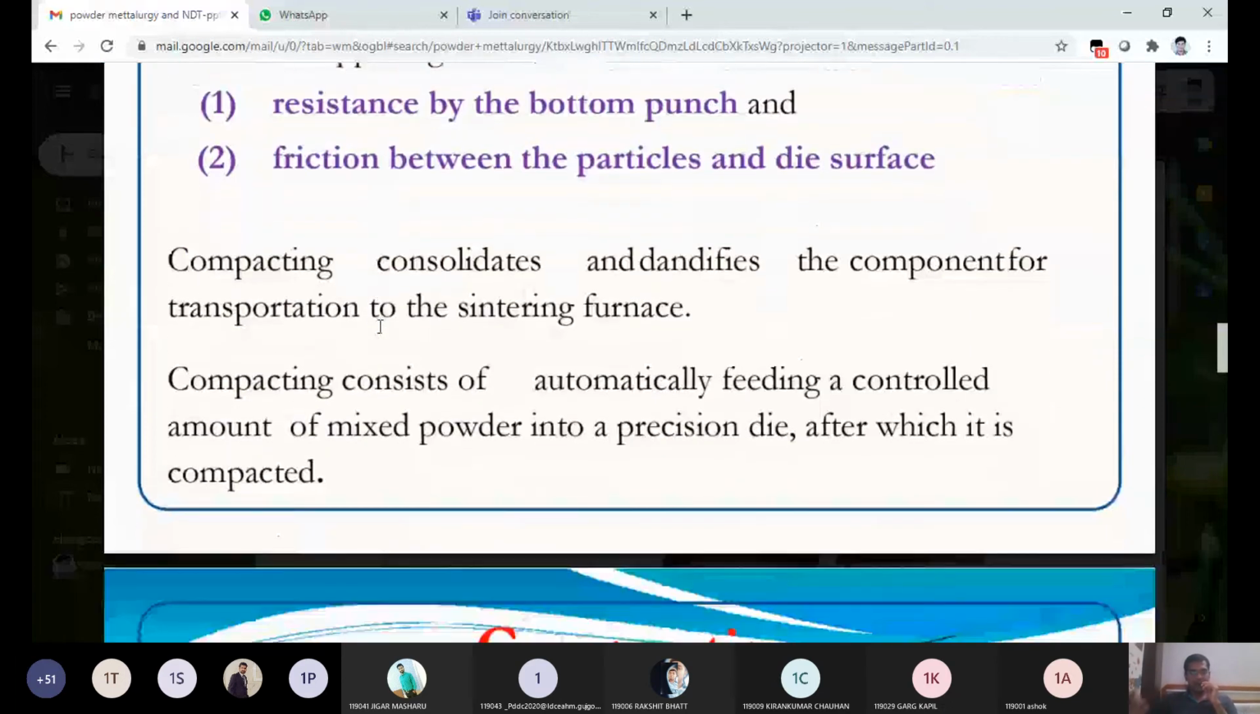Compacting consists of automatically feeding a controlled amount of mixed powder into the precision die. Compacting, I repeat, consists of automatically feeding a controlled amount of mixed powder into a precision die, after which it is compacted, meaning pressed.